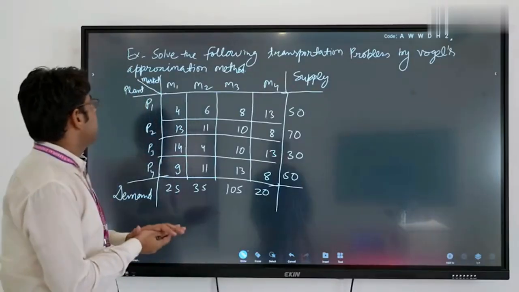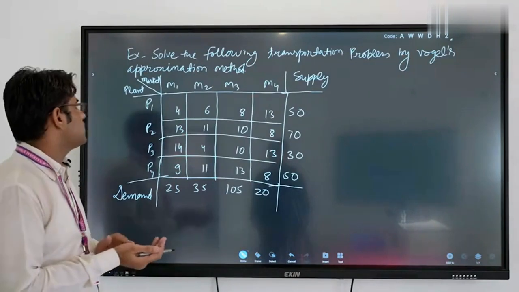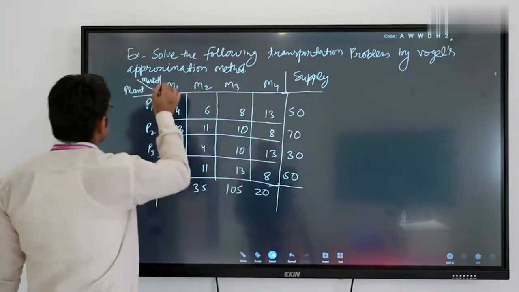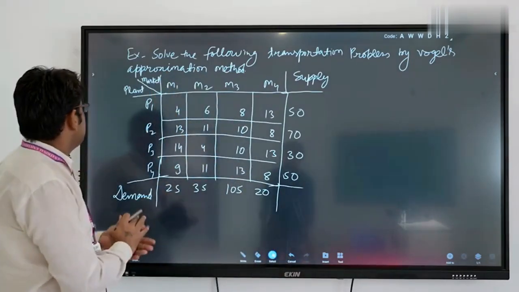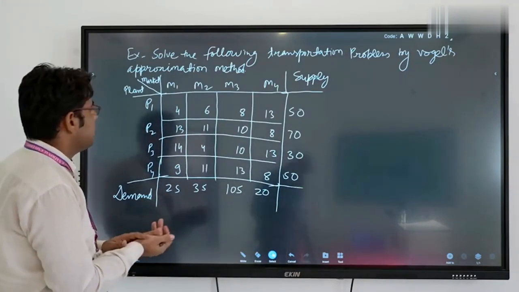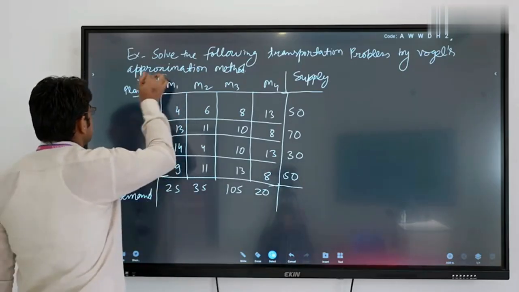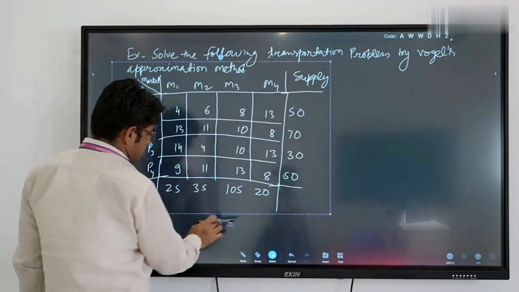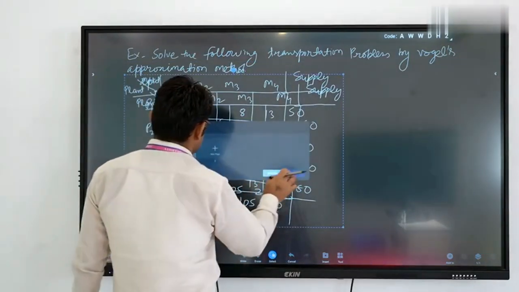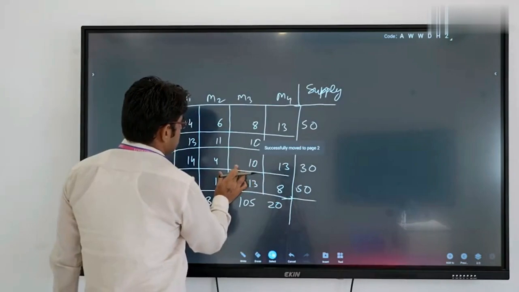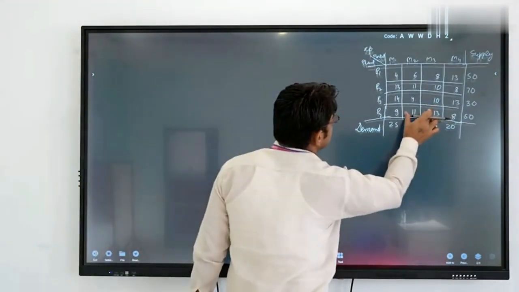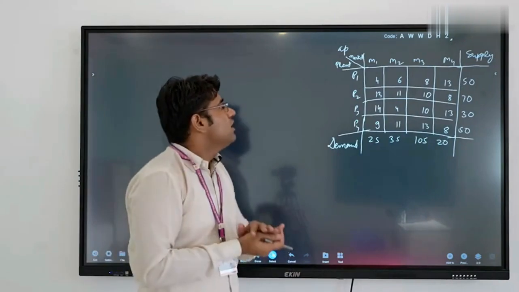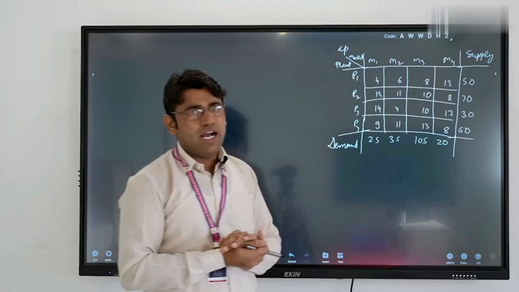So now students, we will discuss another example of Vogel's approximation method. Here the market and plants demand and supply are given. So first we check whether our problem is balanced or unbalanced.